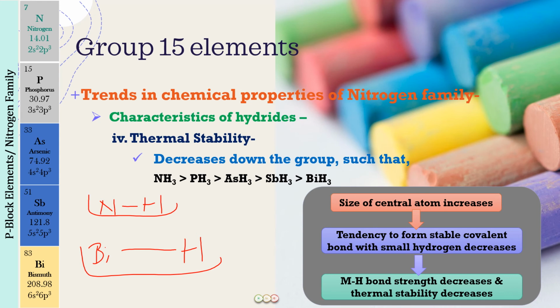So the bond dissociation enthalpy is going to be more for the nitrogen-hydrogen bond, and the bond dissociation enthalpy for the bismuth-hydrogen bond is less. So this bond can be broken very easily, and therefore what does that mean? The bond strength is less, and if the bond strength is less, this means that the thermal stability is also going to decrease down the group. Okay.